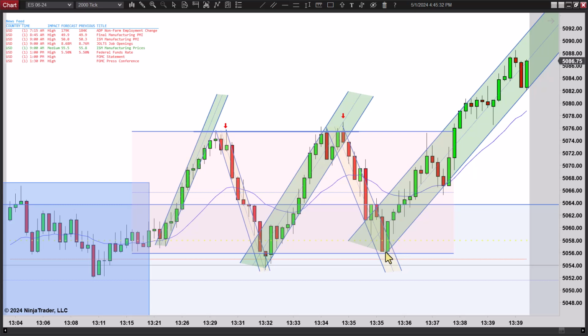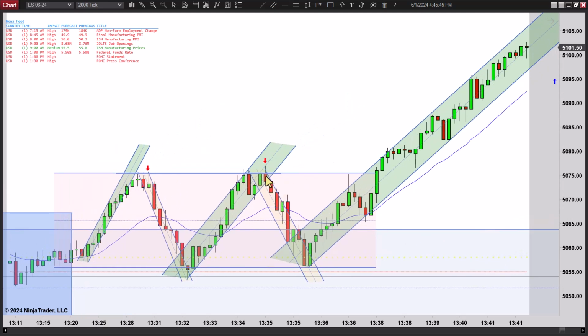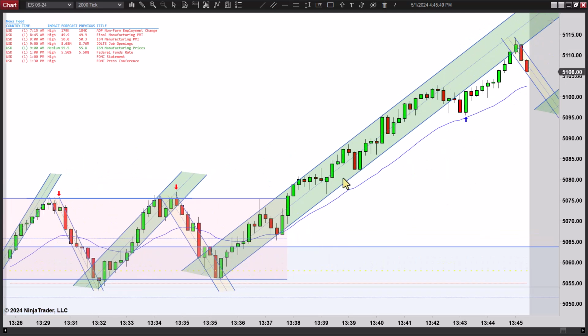And I did not mark this one simply because we're still in this range. It's the first close outside, so it could test it again. This thing just kind of takes off. I think I talked about those two. And here we go, and it finally takes off to the upside.